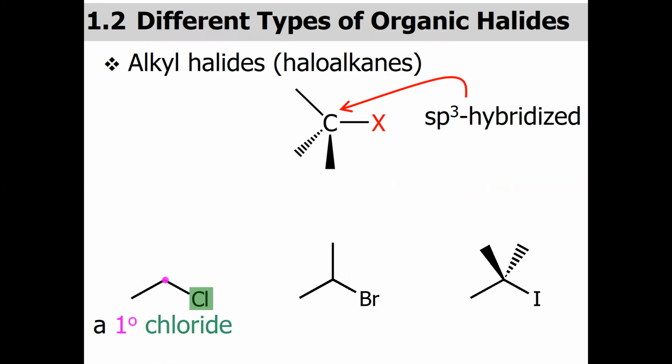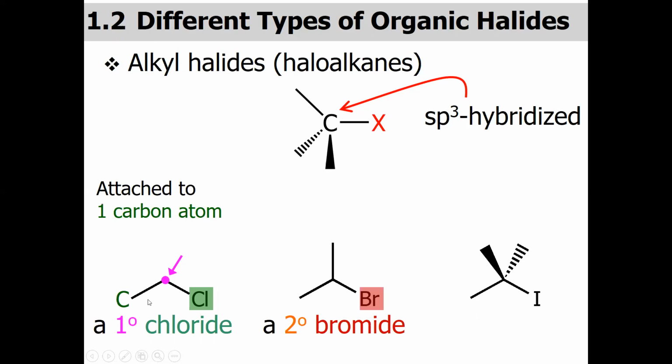Now, these are different types of alkyl halides. As I discussed, we may have a 1 degree, 2 degree or 3 degree alkyl halide depending on how the halogen attaches with the carbon. In this case, you can see this halogen is bonded with a carbon that is bonded with only one carbon. So, this is known as a 1 degree alkyl halide.